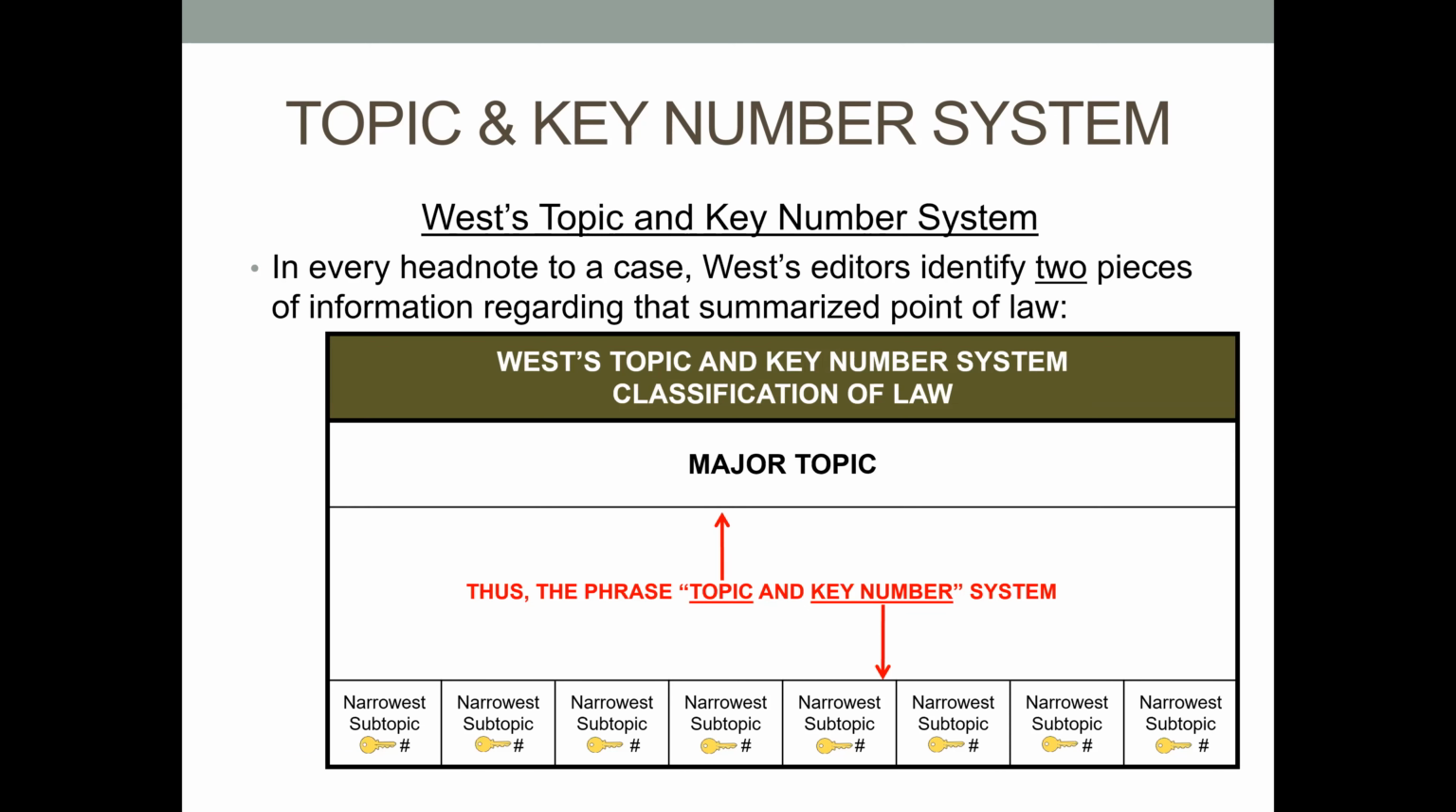So you're told, in essence, the major topic and the tiniest subtopic, which is represented by a key number, that that point of law relates to. And that is why West's system here is called the topic and key number system. Topic being the broadest category of law to which that head note relates, and key number regarding the narrowest point of law within that topic that the head note relates to.